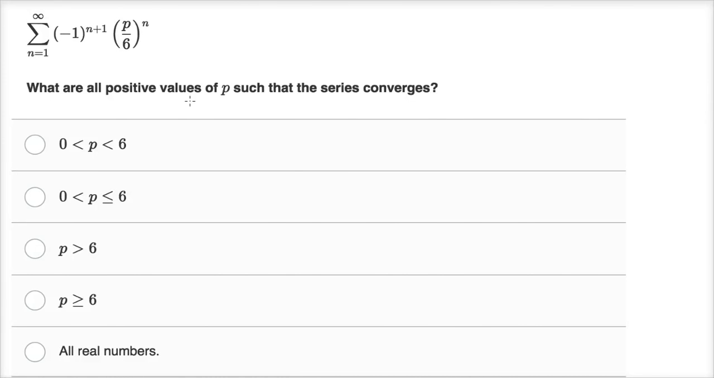What are all positive values of p such that the series converges? So let's see, we have the sum from n equals 1 to infinity of negative 1 to the n plus 1 times p over 6 to the n. So there's a couple of things that might jump out at you.